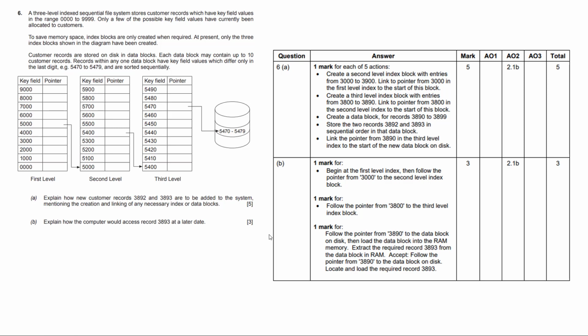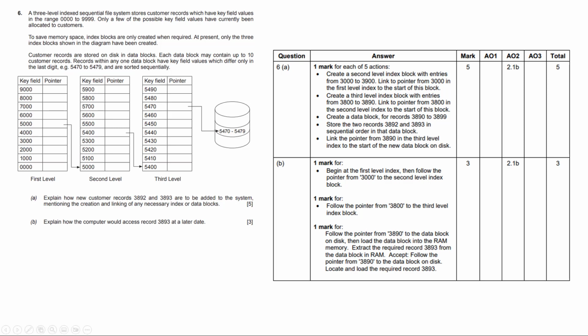For the second part of the question, explain how the computer would access record 3893 at a later date. First begin at the first level index for 3000, then go to 3800 on the next level, and then follow the pointer to 3890 to the data block on disk. Okay? Then we would extract the required record from the data block, and you can also accept there from the exam board: follow the pointer from 3890 to the data block on the disk, locate and load the record required.